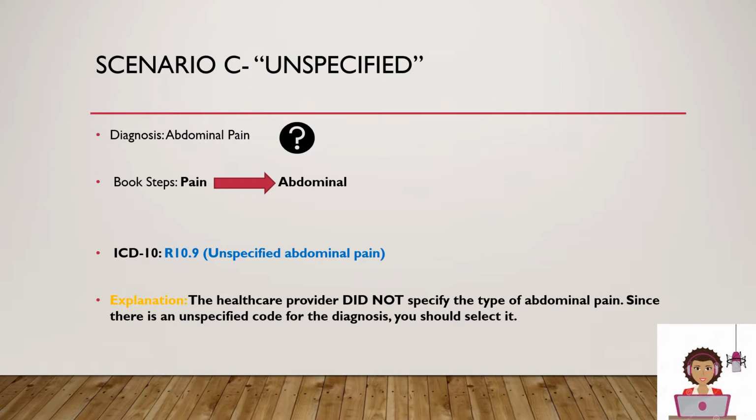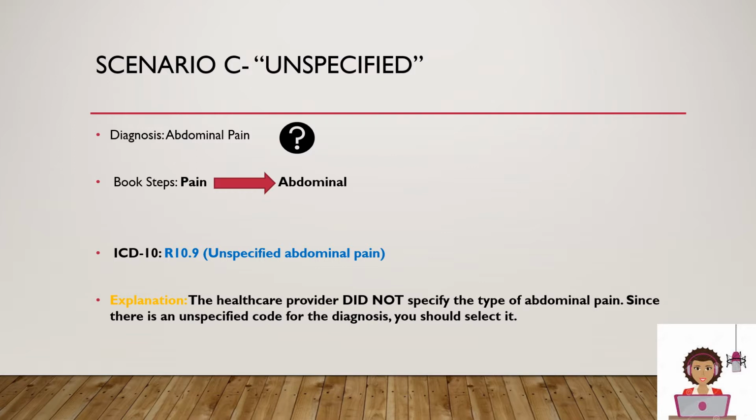Again, our doctor did not specify the type of abdominal pain. He didn't specify if it was other abdominal issues. The final diagnosis was abdominal pain. So in this case, this is unspecified. So in our explanation, the healthcare provider did not specify the type of abdominal pain. And since there is an unspecified code for the diagnosis, you should select it.